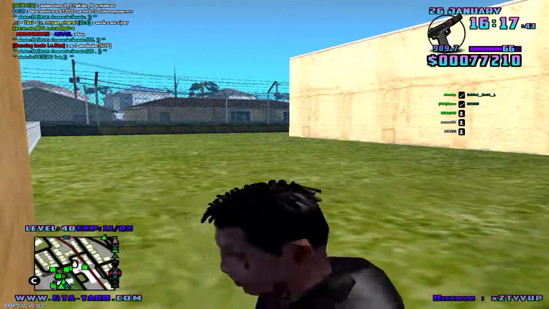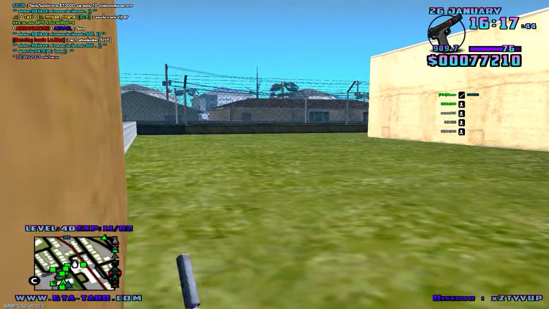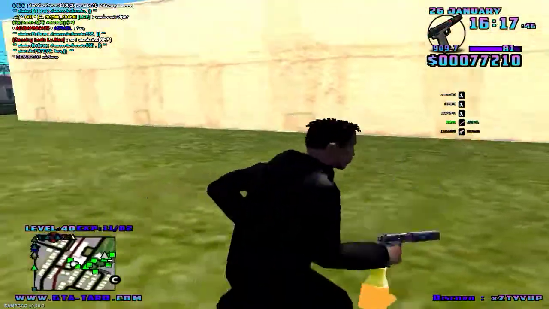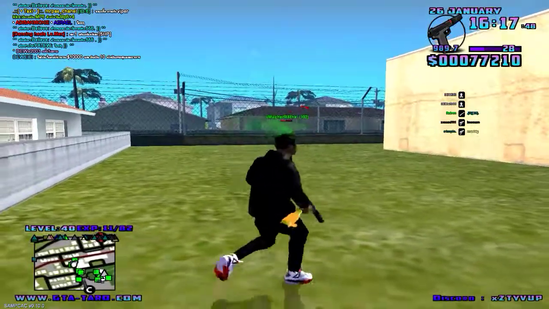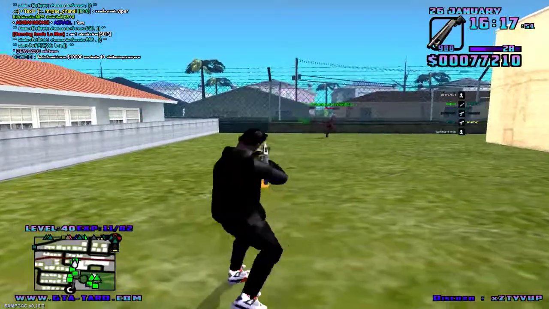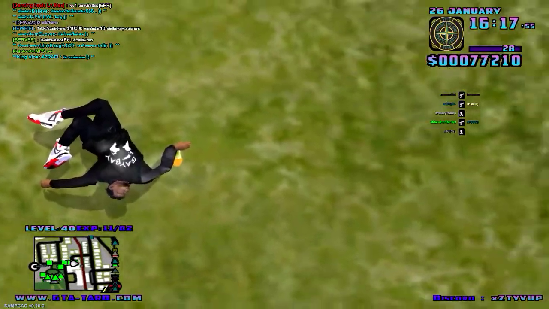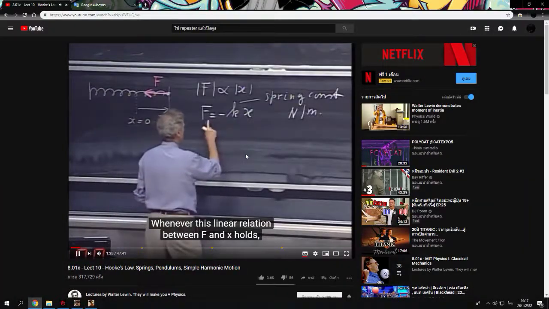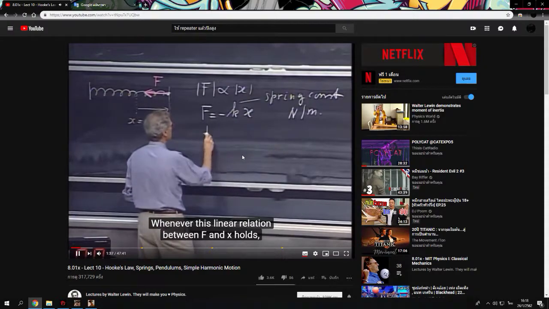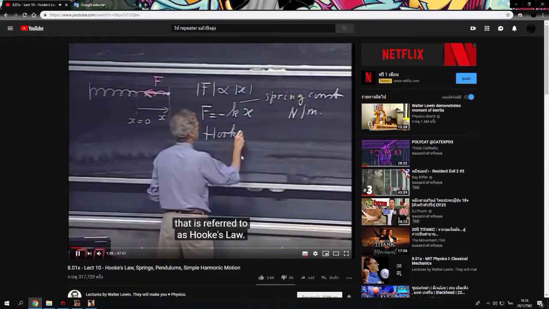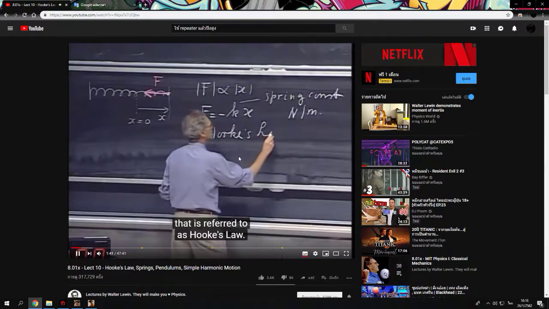So the minus sign takes care of the direction. When x is positive, the force is in the negative direction. When x is negative, the force is positive. It is a restoring force. Whenever this linear relation between F and x holds, that is referred to as Hooke's law.